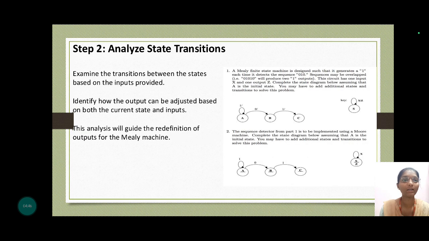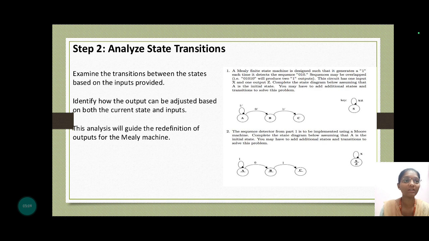Step 2. Analyze state transitions. Examine the transitions between the states based on the inputs provided. Identify how the output can be adjusted based on both the current state and inputs. This analysis will guide the redefinition of outputs for the Mealy machine. Beside the picture, we can see the example for Moore to Mealy conversion.